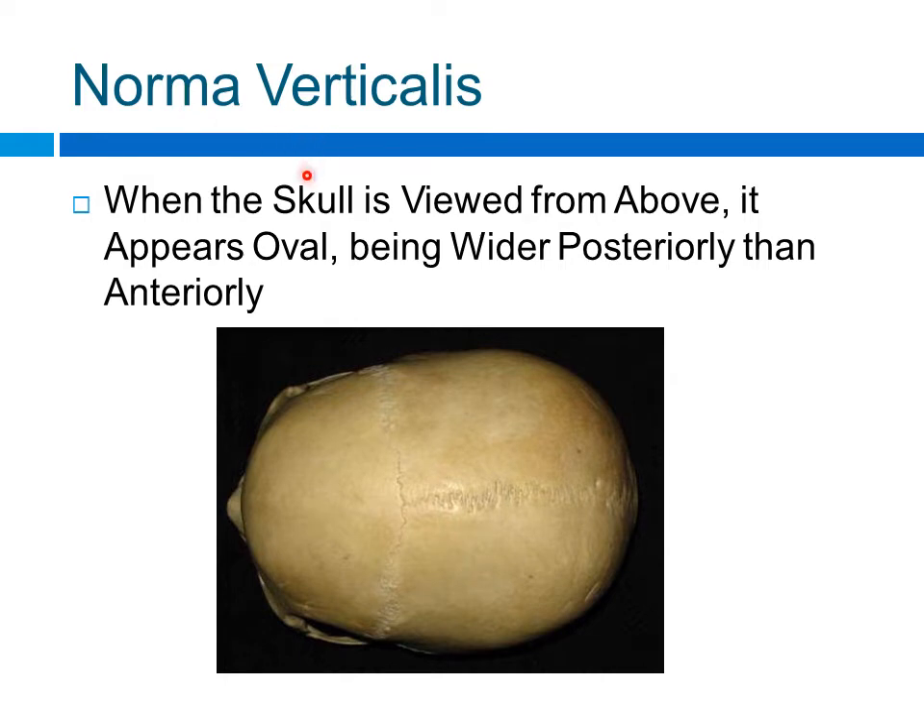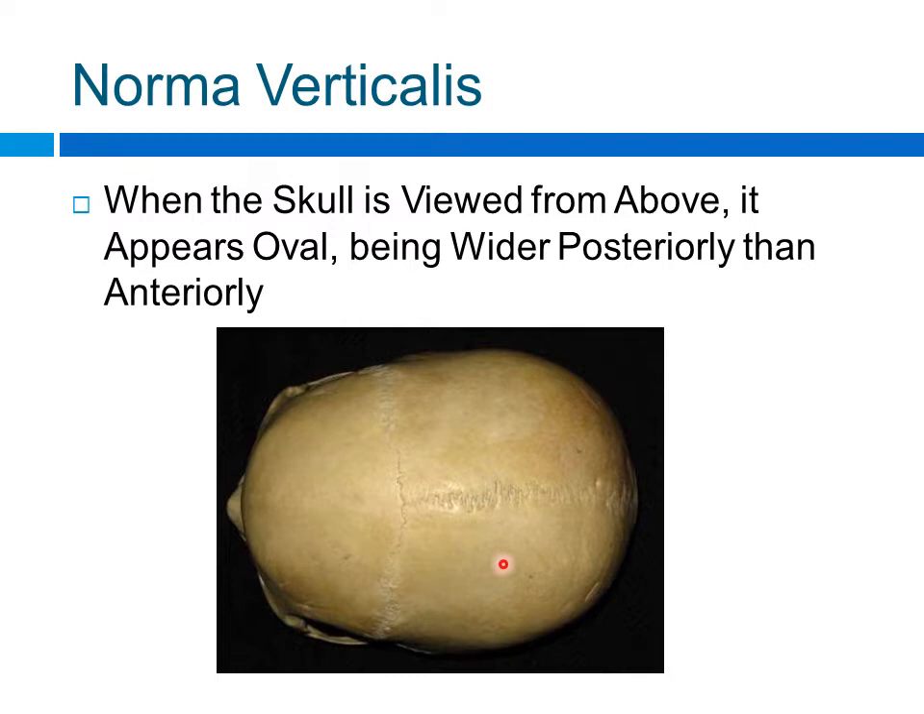So Norma verticalis, when the skull is viewed from above or from the superior aspect, appears oval, being wider posteriorly than anteriorly. Okay, so when you view the skull from the superior aspect, it is posteriorly wider and anteriorly somewhat narrower, and the skull is oval in shape. Remember, Norma verticalis is nothing but the superior view of the skull.